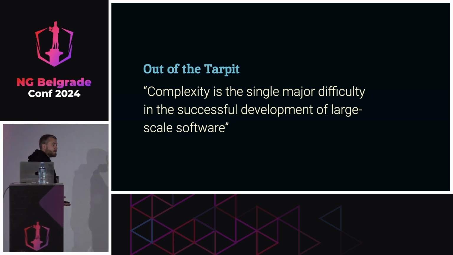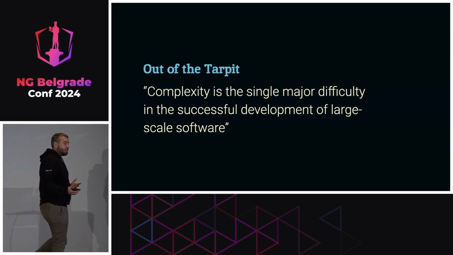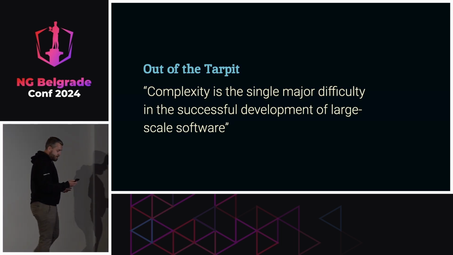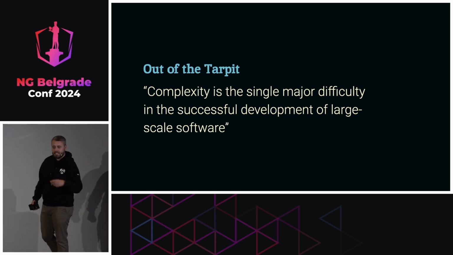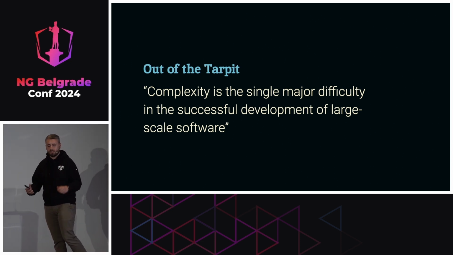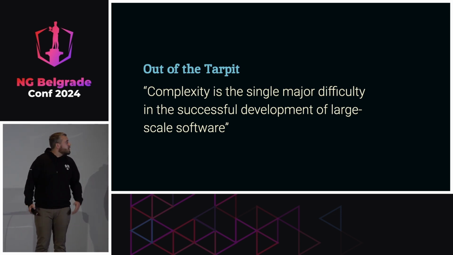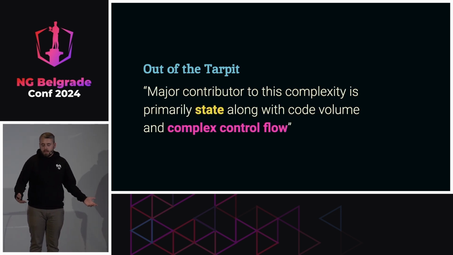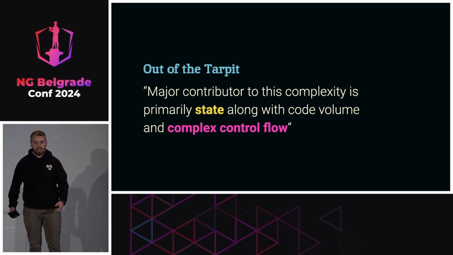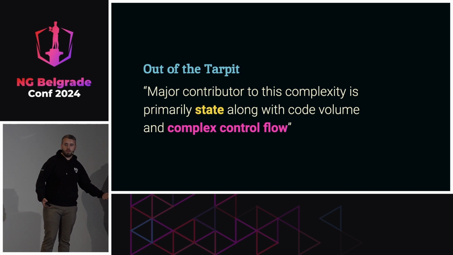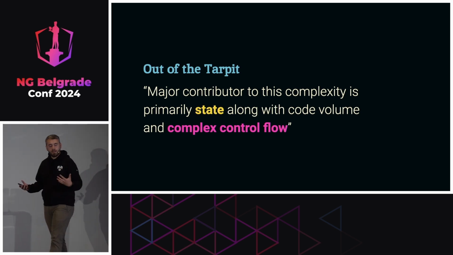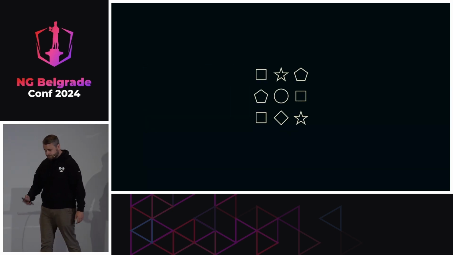This is a really well-studied problem, too. One of my favorite papers that I love referencing is one called Out of the Tar Pit by Ben Moseley and Peter Marks. In it, they remark that complexity is the single major difficulty in the successful development of large-scale software. So where does this complexity come from? Well, it comes from 2 places, really: state and how that state changes. If we're not intentional about how we architect our state and our control flow, we're going to create a lot of unnecessary complexity within our applications.